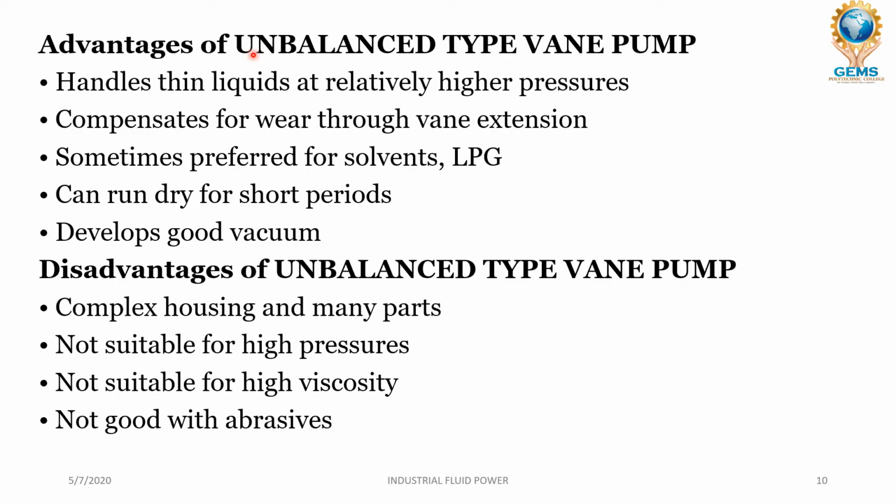So what are the advantages of unbalanced vane type pump? Handles thin liquids at relatively high pressure, compensates for wear through vane extension, sometimes preferred for solvents and LPG, can run dry for short periods. It can run dry for short periods. It can develop good vacuum.